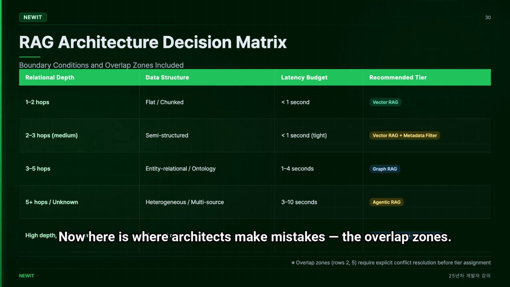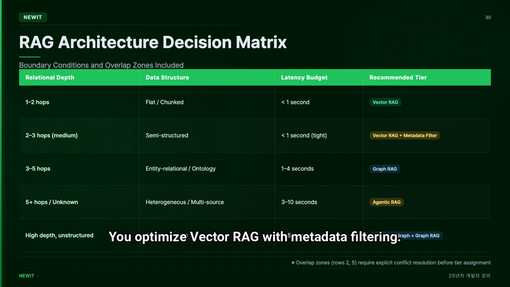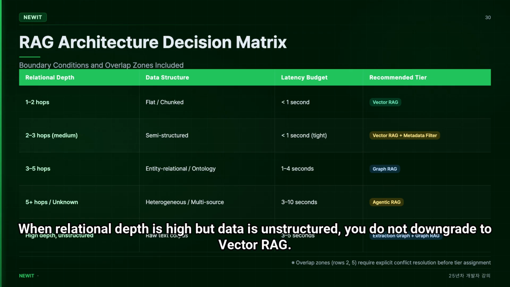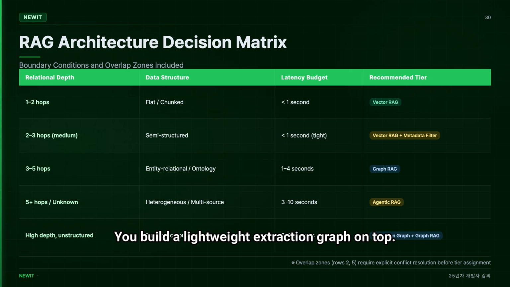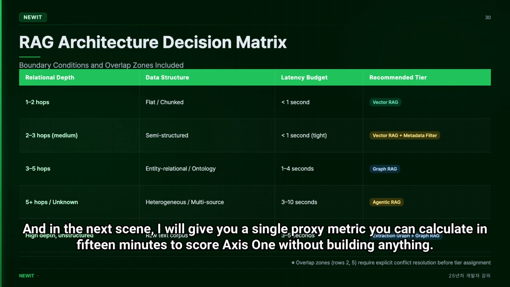Now here is where architects make mistakes: the overlap zones. When relational depth is medium but latency is tight, you do not upgrade to graph RAG. You optimize vector RAG with metadata filtering. When relational depth is high but data is unstructured, you do not downgrade to vector RAG. You build a lightweight extraction graph on top. The boundary conditions are as important as the zones themselves. And in the next scene, I will give you a single proxy metric you can calculate in 15 minutes to score Axis 1 without building anything.